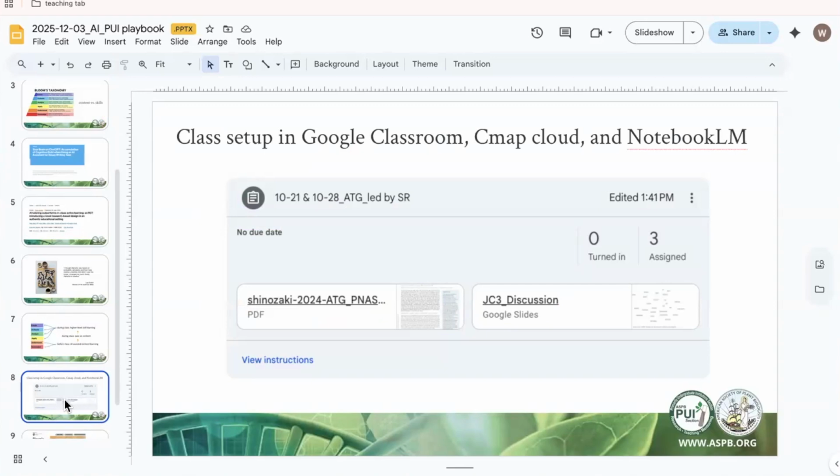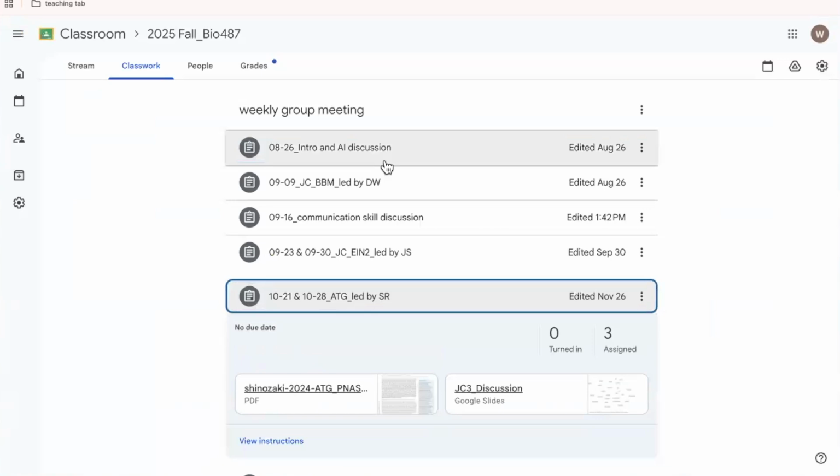So this entire class is set up on Google Classroom, and the digital platforms that I used are Google Classroom, CMAP Cloud, and NotebookLM. I will be going through them quickly. So on Google Classroom, this is the whole setting. This is wet lab based, so the majority of the work is actually performing experiments.